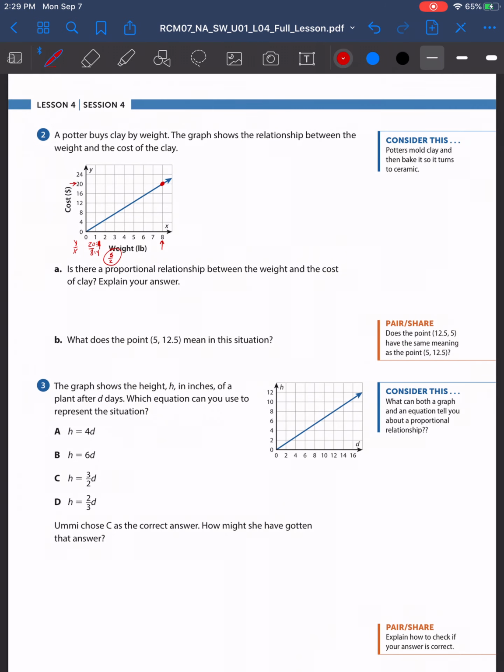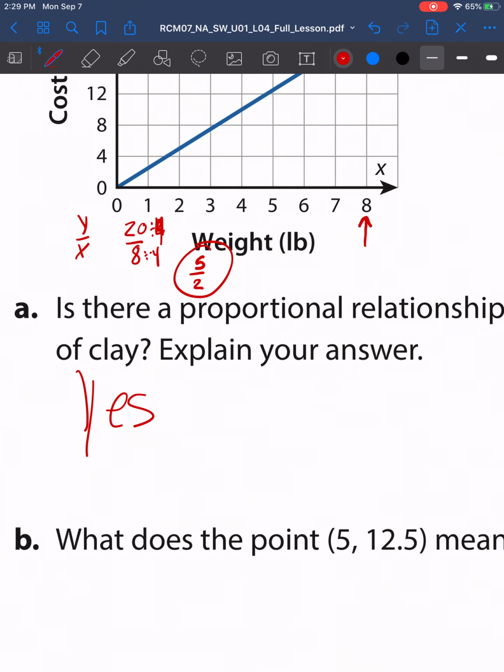Is there a proportional relationship between the weight and the cost of clay? Well, yes. How do I know? It goes through the origin.